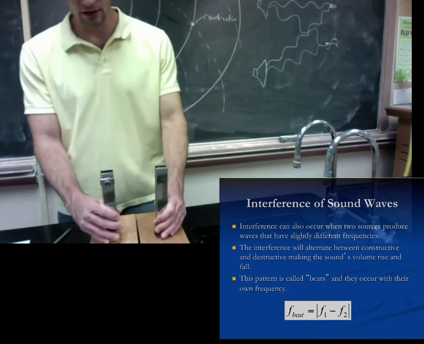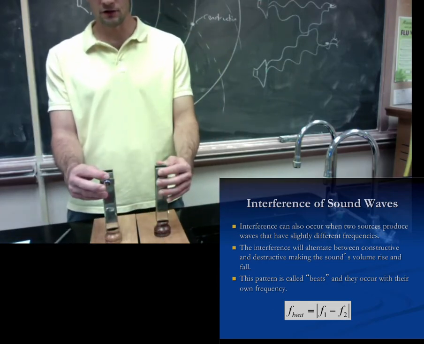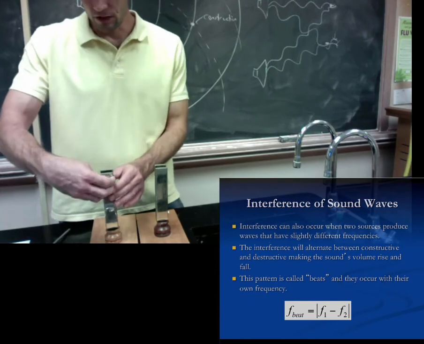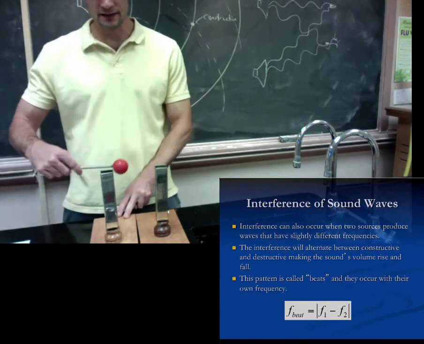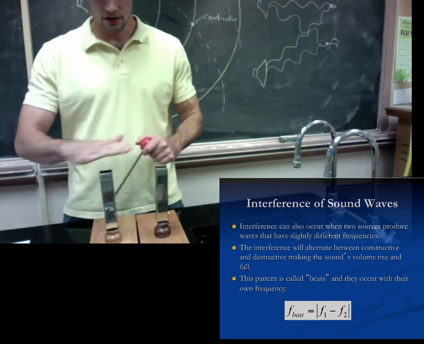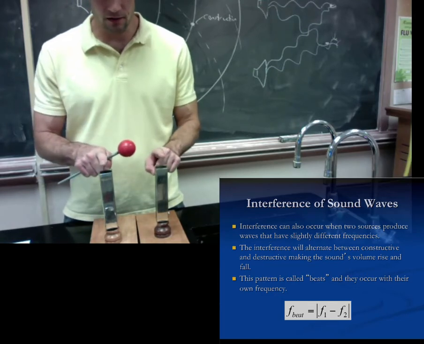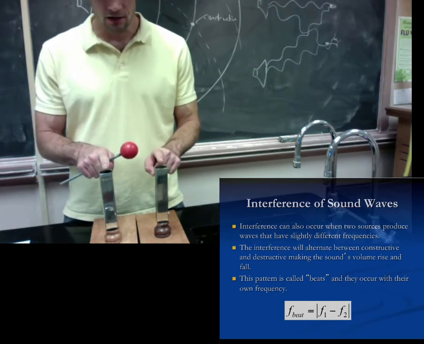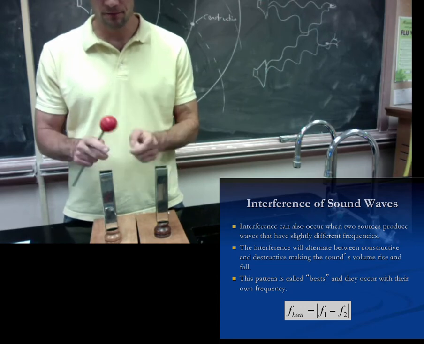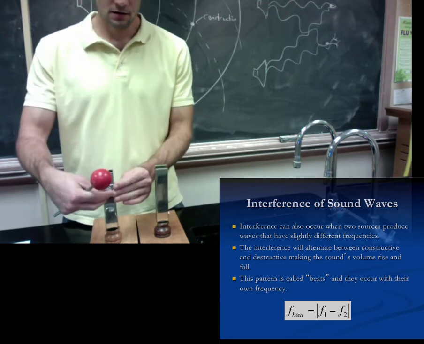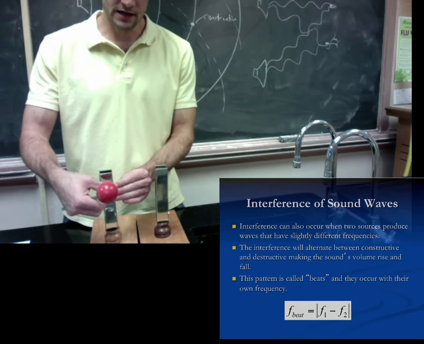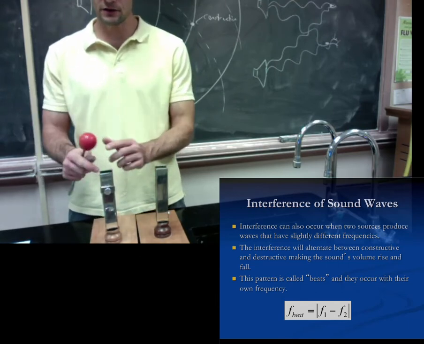So, for example, let's look at these two tuning forks again. So, one more time, here's what they sound like when they're at the same frequency. Just a nice, smooth sound. No beats, no alternating constructive and destructive interference. I'm going to add the weight to this one. So that's going to decrease this frequency a little bit.